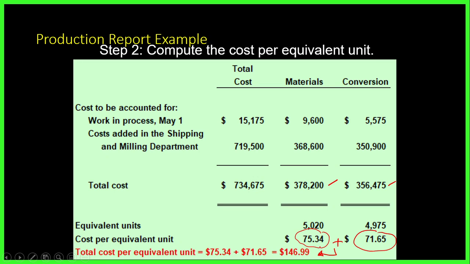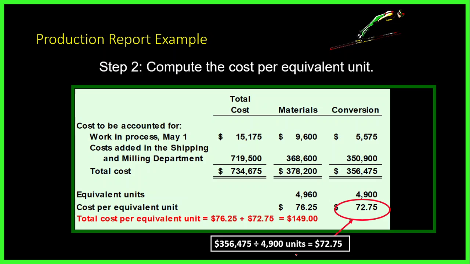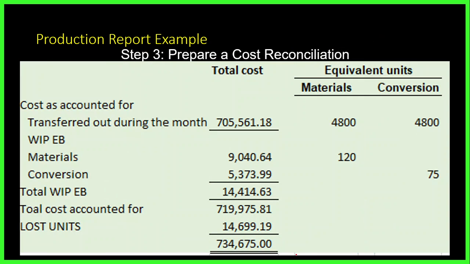Although I was tempted to round off to 147, I tried that, but it doesn't balance. So for better mathematics later, let's just stick to 146.99. Now, after computing your cost per EUP, the total, for materials and for conversion, you can now compute for your reconciliation.